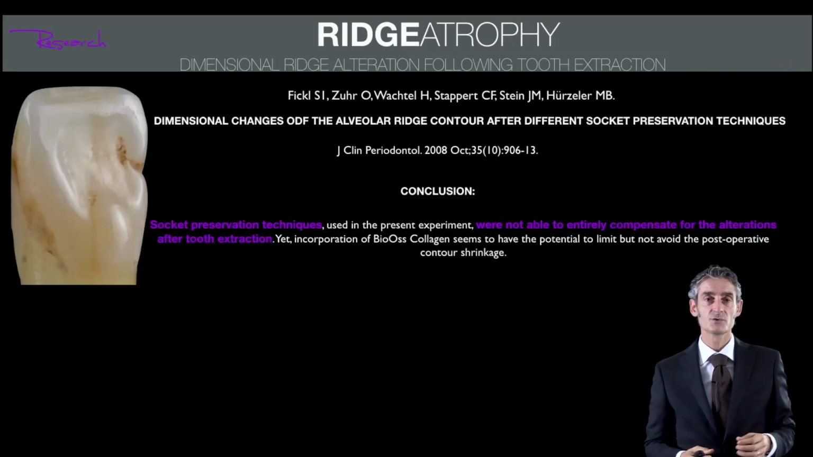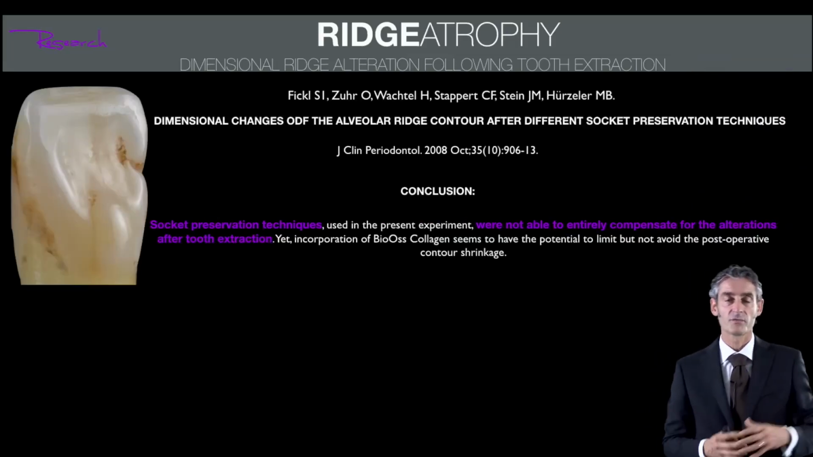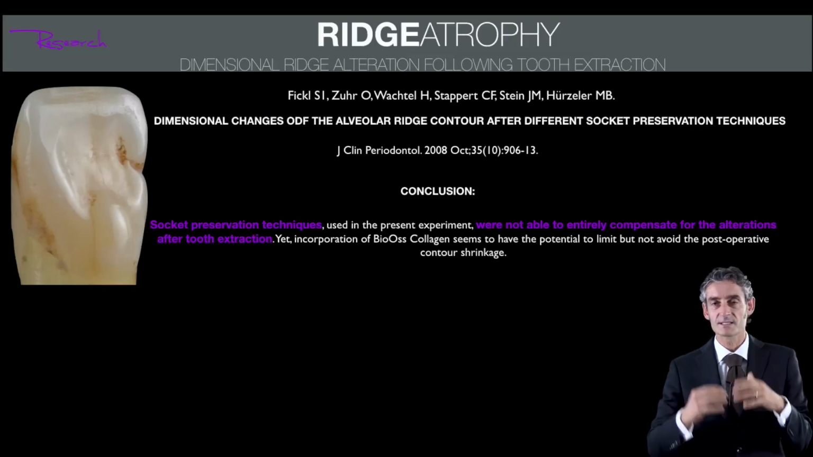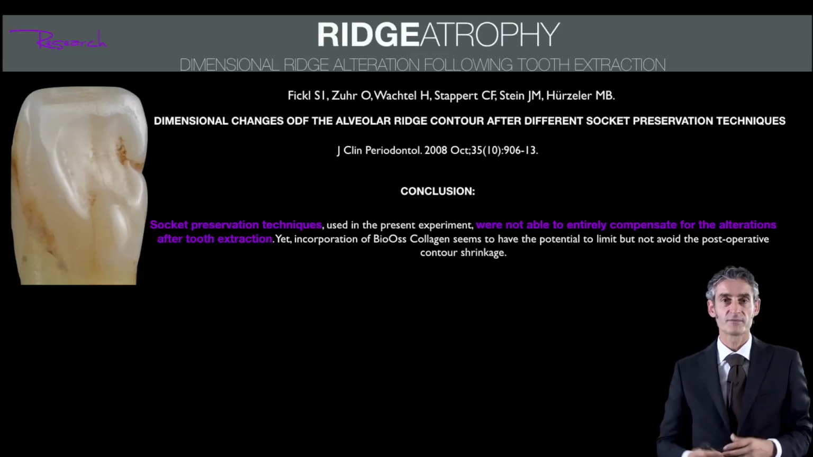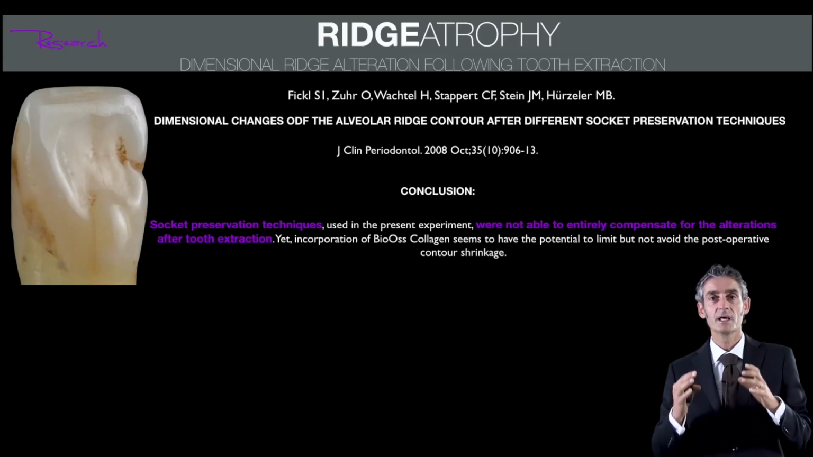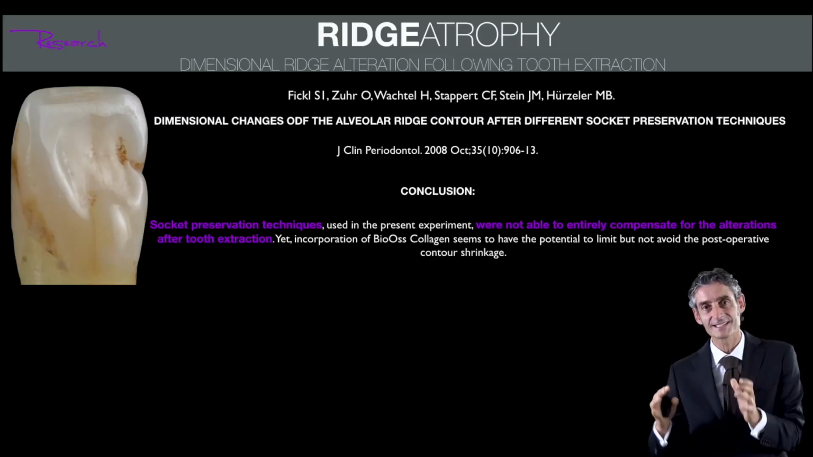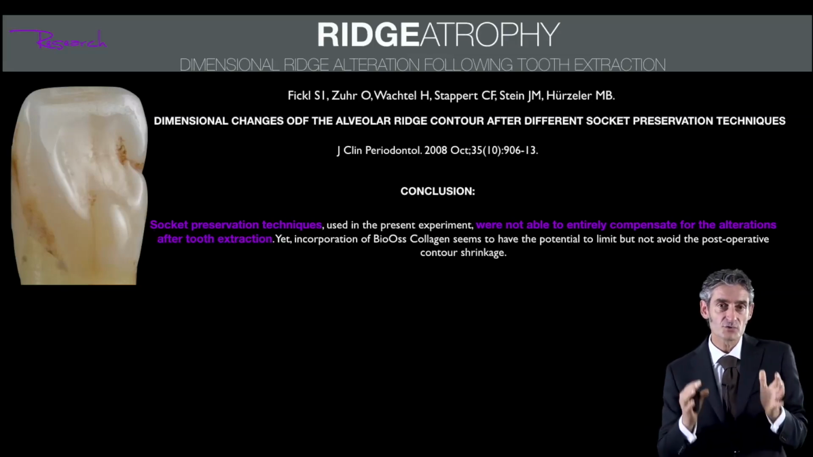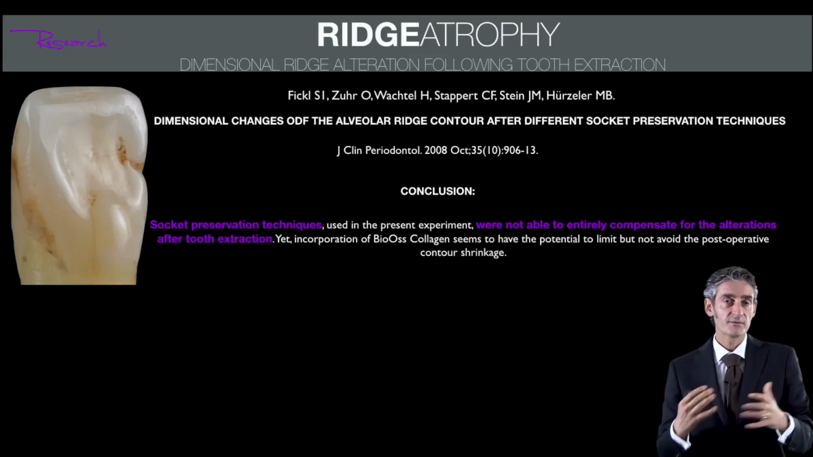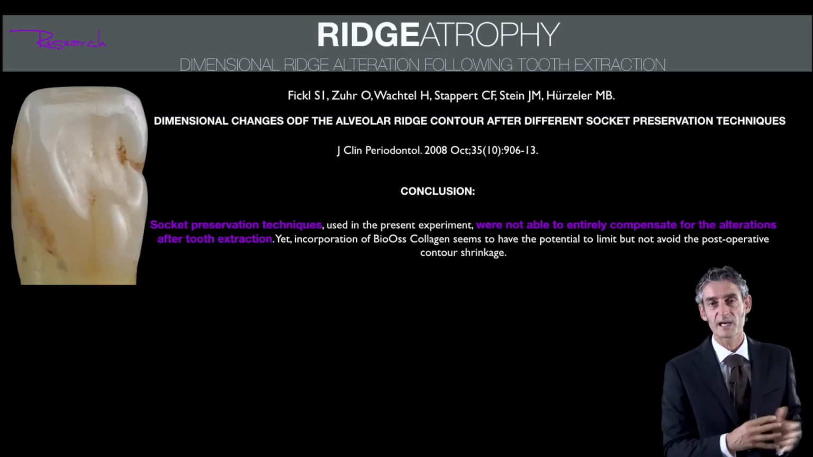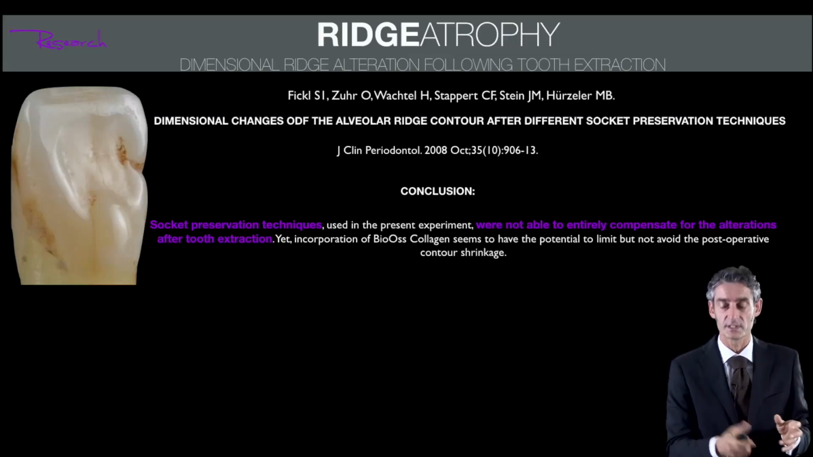It's interesting to see from this article from the German group that even if we place material, xenograft, or connective tissue, there is no way to maintain exactly the same volume. We always have some type of alteration of the crest. So this is the reason why right now I want to show you a different approach. I have already presented this kind of approach in a past presentation: it's the socket shield technique.